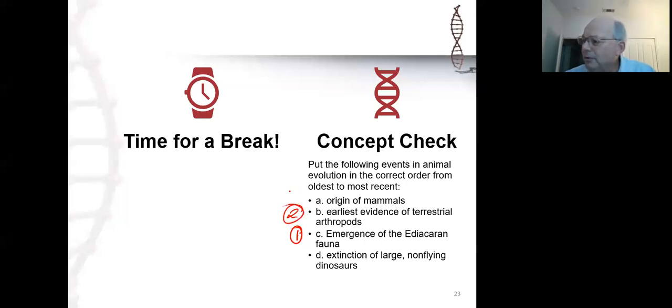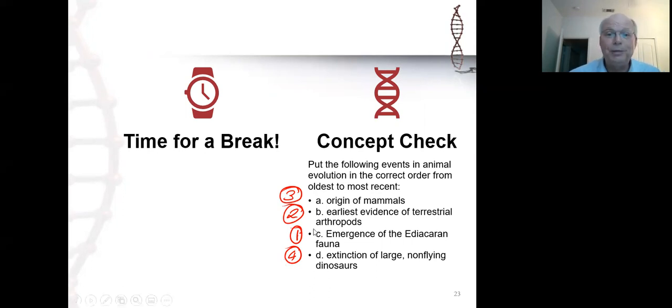The origin of the mammals would be event number three, because remember, the mammals were present throughout the age of the dinosaurs. So when the dinosaurs go extinct would be event number four. So that would be the timeline order of these four events.